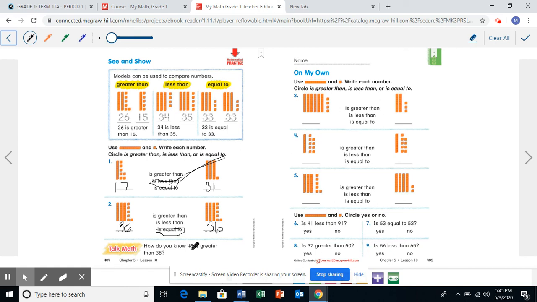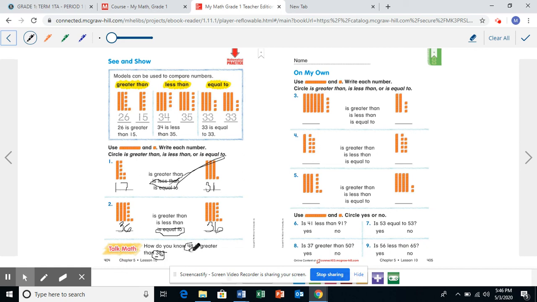The 1's place, I can compare the 1's place. This is the 8 and this is an 8. Well, they're the same. But when I move to the 10's place, I can see that 3 is on this 10's place, and I can see that 4 is on this 10's place. I know that the smaller number from 3 and 4 is 3. Therefore, this number is smaller than 48. And this one is greater than 38.